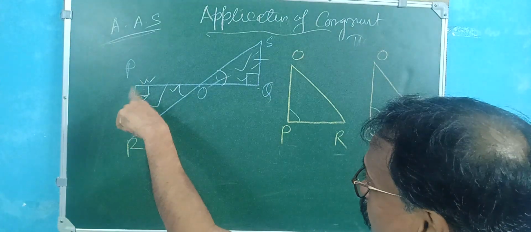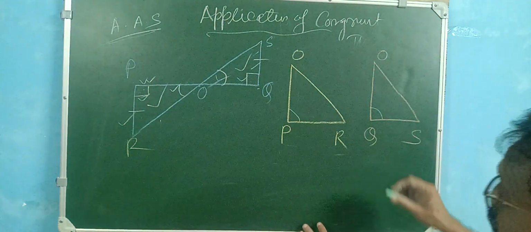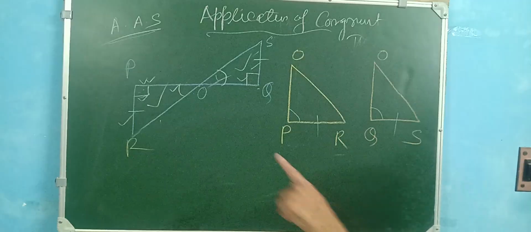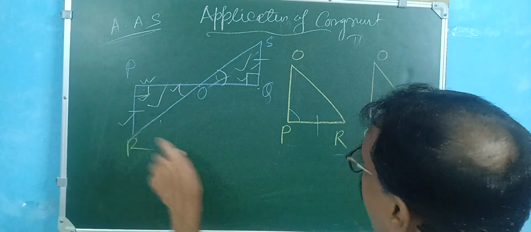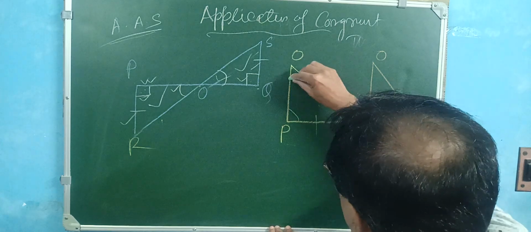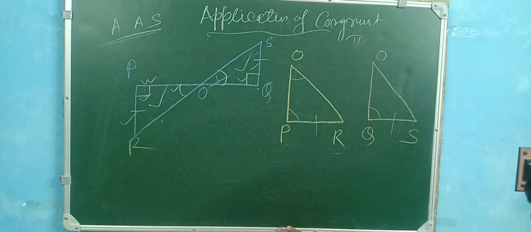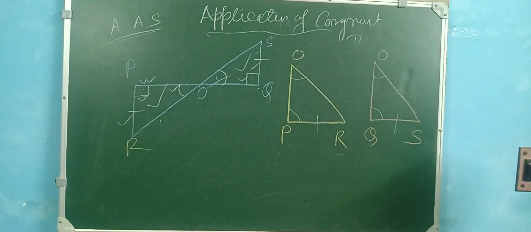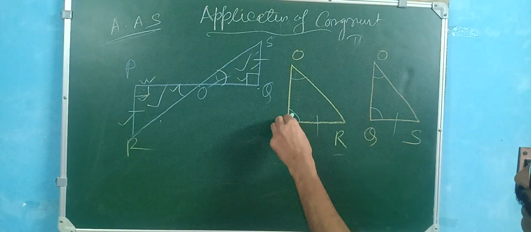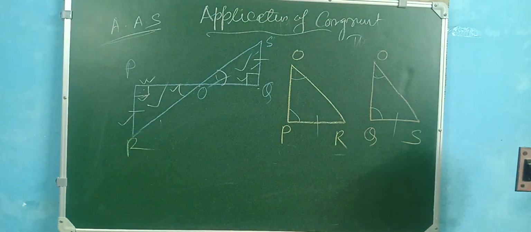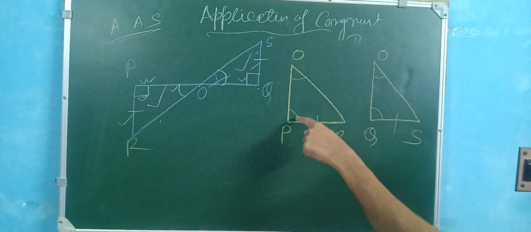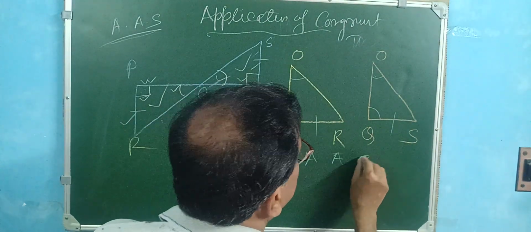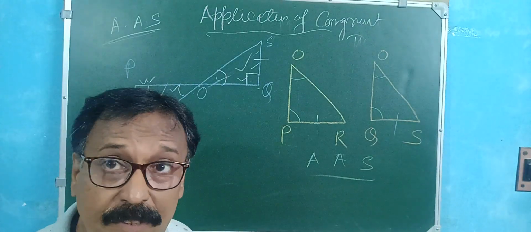This side PR equals SQ. PR equals SQ. SQ and QS are the same. Okay. And the vertically opposite angle POR, this angle is equal to SOQ. Now you know, this is very easy. So now angle side. Clear? See, angle side. So these two triangles are congruent by angle side. Pay attention. Is it clear?